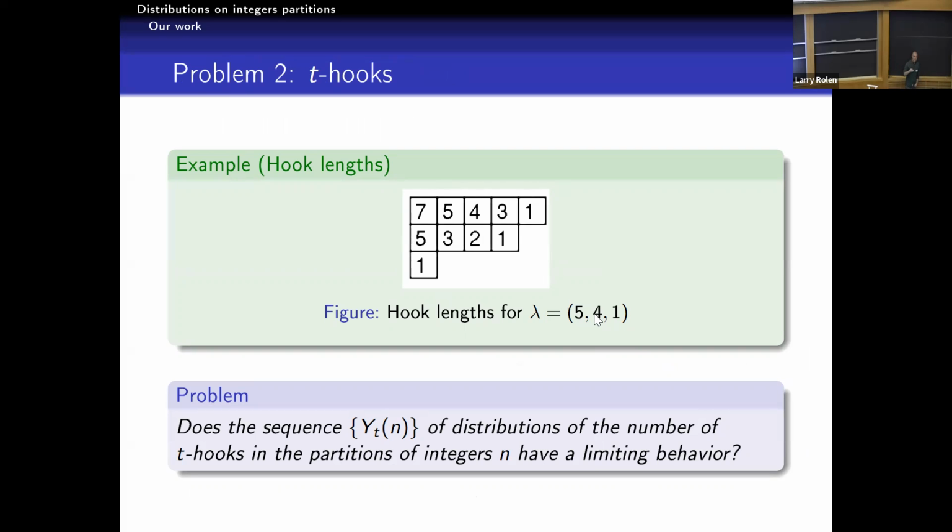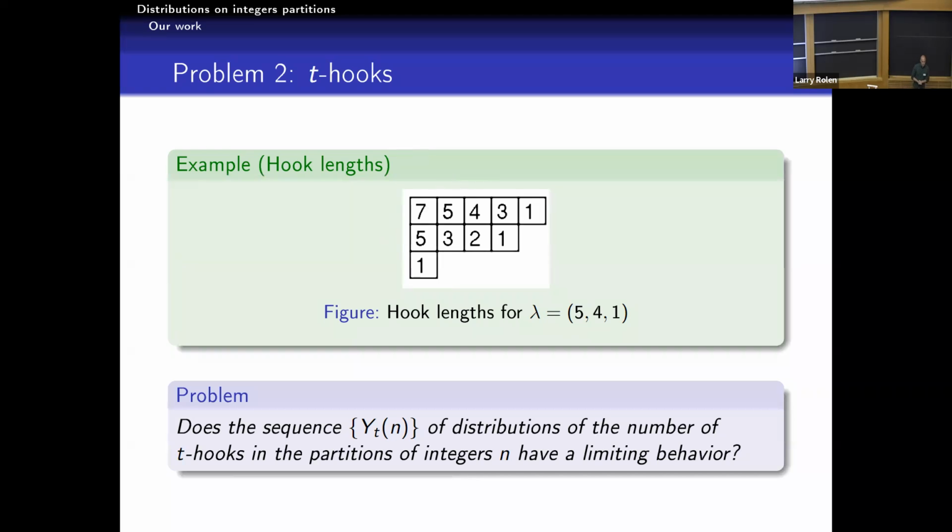And then in each of these boxes, for the hooks, what you write is the number of boxes below and to the right of the box, including itself. So up here, we've got a 7 because we've got 5 plus 2. Okay, 4 to the right, 2 below, and then 1, including itself. So the hook for that particular box is 7. And then you can fill in the rest of these boxes similarly.